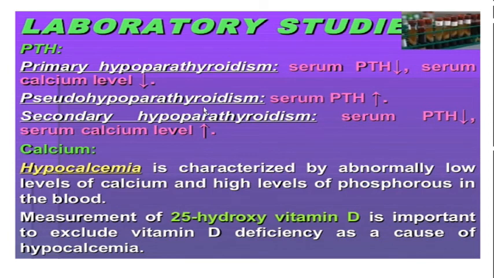Laboratory study: in hypoparathyroidism, serum PTH levels will be low, serum calcium level will be low. There is something called pseudohypoparathyroidism, where the serum PTH level is high. Then there is secondary hyperparathyroidism, where serum PTH is high and serum calcium is low. Hypocalcemia is characterized by a low calcium level and a high level of phosphorus in the blood, and measurement of 25 hydroxy vitamin D is again very important to exclude vitamin D deficiency as a cause of hypocalcemia. So hypocalcemic features and something analogous to rickets can be very common in cases of hypoparathyroidism.